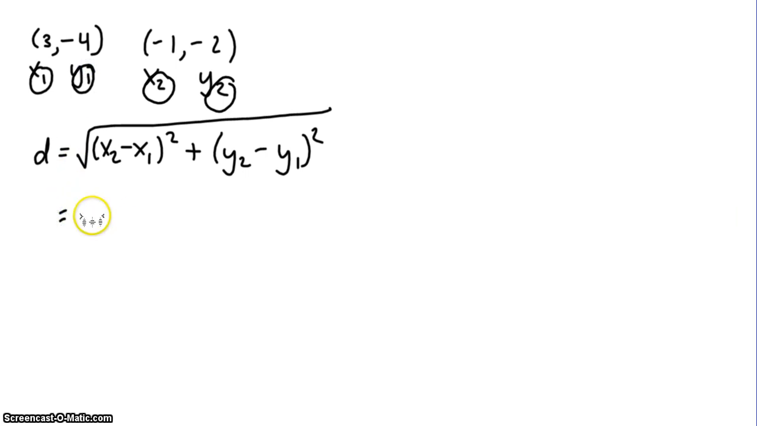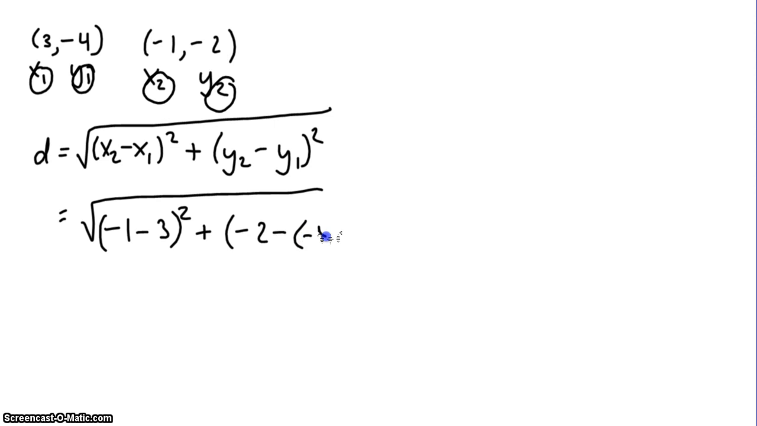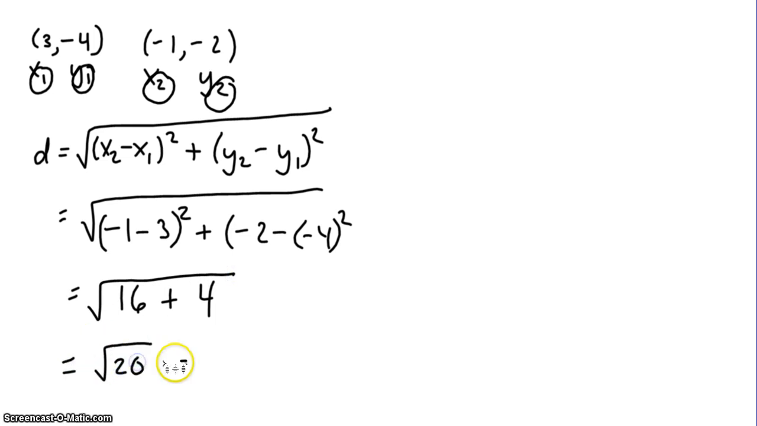Okay, so if I plug all these values in, we get the square root of negative 1 minus 3 squared plus the negative 2 minus the negative 4 squared. Let's see, negative 1 minus 3 is negative 4, and you square it, that becomes 16. And negative 2 plus 4 is 2, and 2 squared is 4. So the distance between these 2 points is the square root of 16 plus 4. That's the square root of 20. Or in simplified terms, we'll say the distance is 2 times the square root of 5. And that's our distance formula.